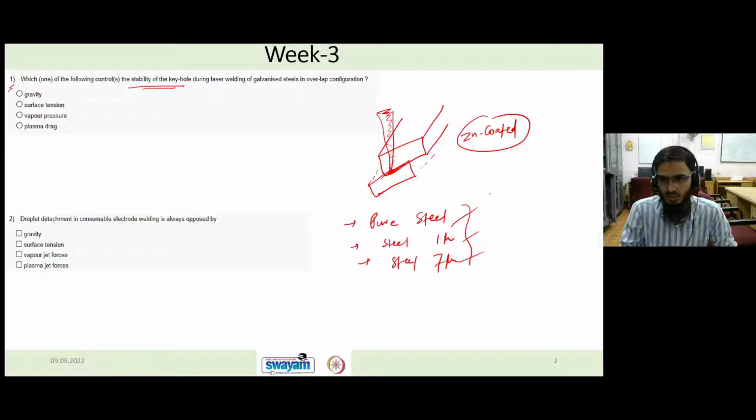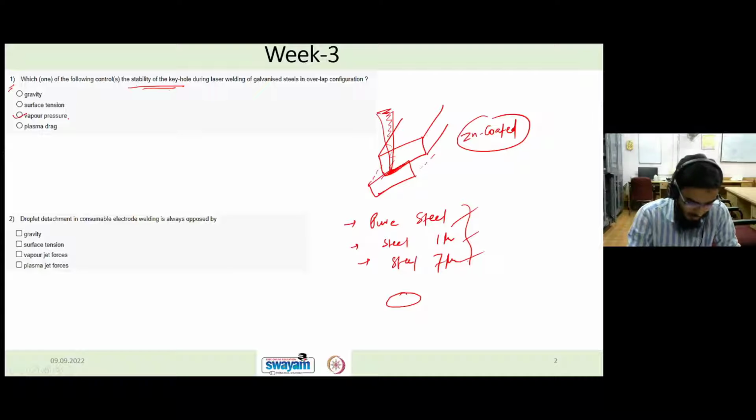So in that, the zinc amount will be varying, and this zinc vapor will determine the stability of this keyhole, right? So it's very, very important and a governing factor if you are welding galvanized steel. So the right answer for this problem is vapor pressure. So Mohan, as you told, this is the right one, and the right answer is vapor pressure. I hope you have got the idea of how this vapor pressure is governing in the case of galvanized steel.